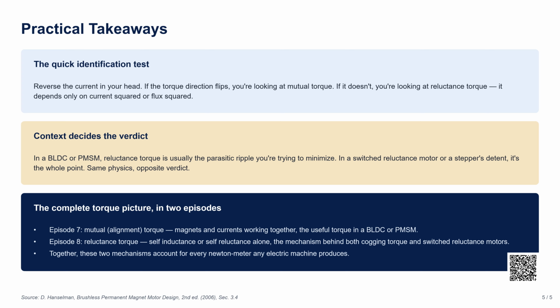And finally, here's the complete picture across these two episodes. Episode 7 covered mutual torque, magnets and currents working together. The useful torque in a BLDC, or PMSM. Episode 8 covered reluctance torque, self-inductance or self-reluctance acting alone. Between these two mechanisms, you now have every Newton meter that any electric machine of any kind is capable of producing.